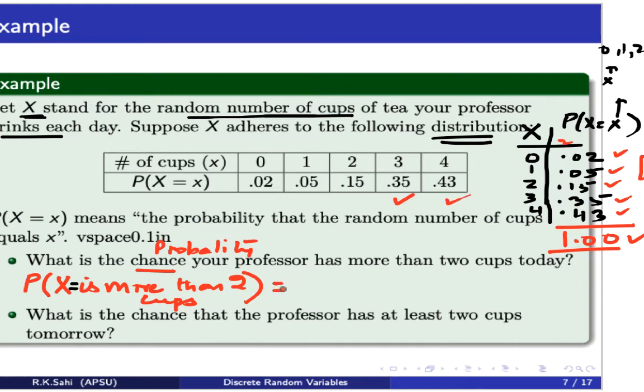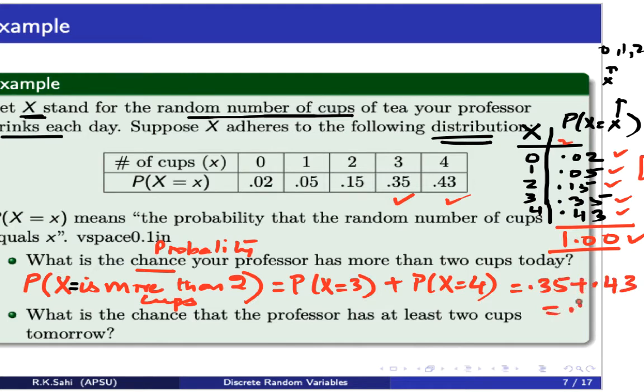So what does this mean? Probability that capital X is 3 plus probability capital X is 4. So according to the formula, what is it? 0.35 plus 0.43. What do we get here? 0.78. Okay, that's the probability of having more than 2 cups today.